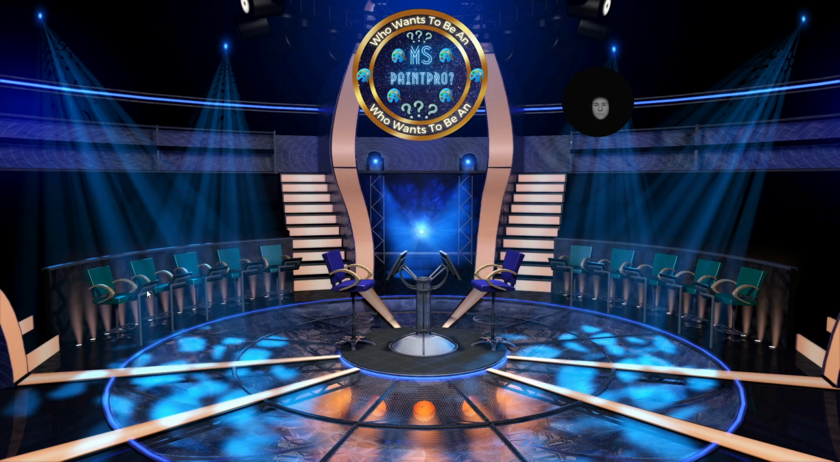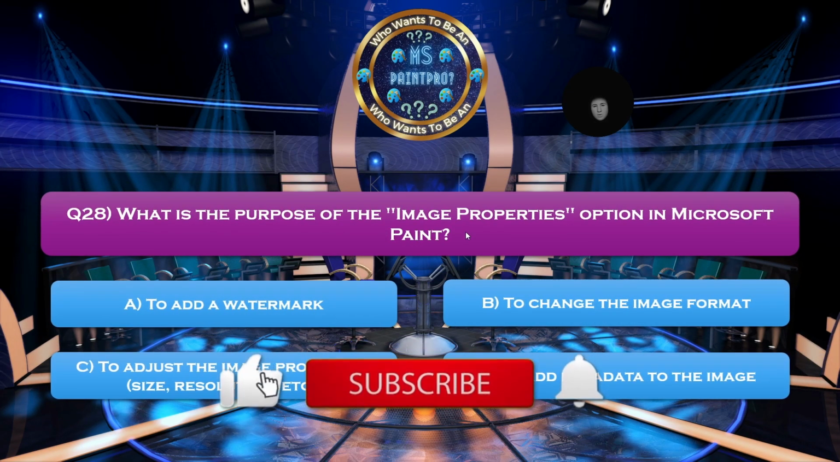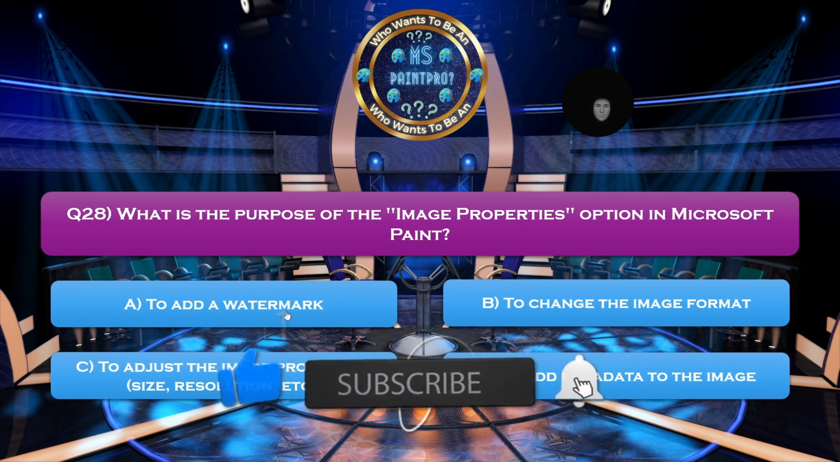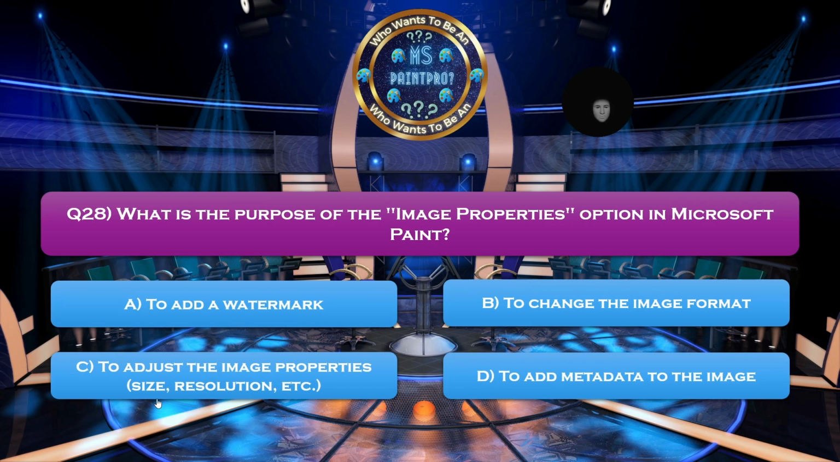Correct. Next. What is the purpose of the image properties option in Microsoft Paint? To add a watermark, to change the image format, to adjust the image properties like size, resolution, etc. Add metadata to the image. C.